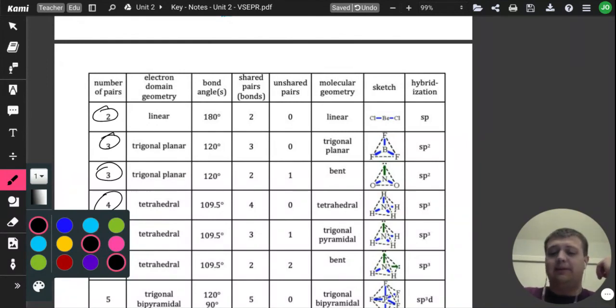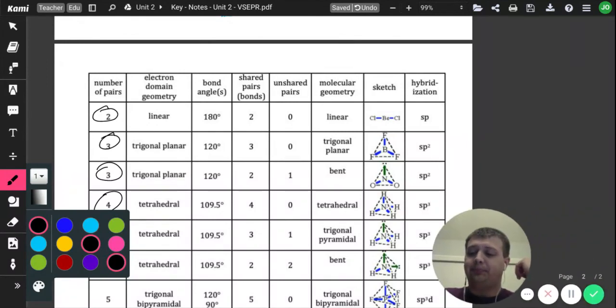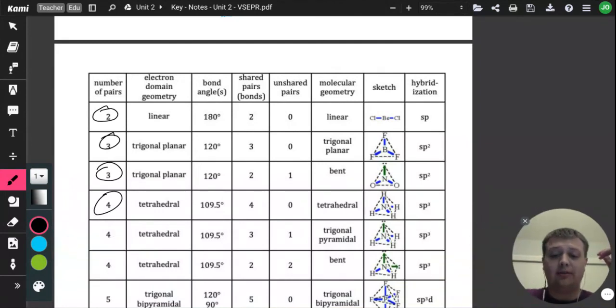Shared pairs would basically just be those actual bonds attached to the central atom. Unshared pairs would be your lone pairs. And then we've got our molecular geometry, the basic sketch of it, and then hybridization, which is what the final lesson for this will actually be.